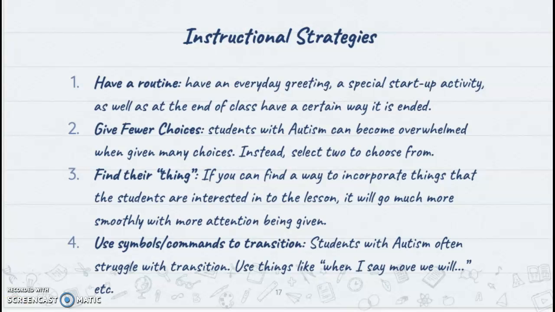Another strategy is to find the student's thing. If you can find a way to incorporate things that the students are interested in into the lesson, it will go much more smoothly with more attention being given. For example, incorporate music if the students are interested in music, or find certain types of stories that the students are interested in. It is also important to use symbols or commands to transition. Students with autism often struggle with transition. An example of this is, when I say move, we will. This lets students know that the topic in class is about to switch gears and gives them time to prepare for that.